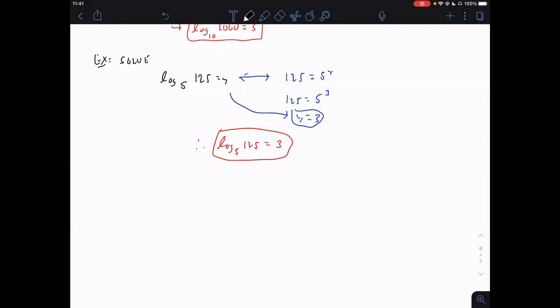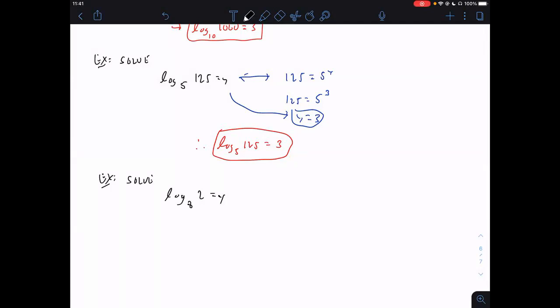All right, let's do 2 more. Suppose for the next problem, we want to solve log base 8 of 2 equals y.